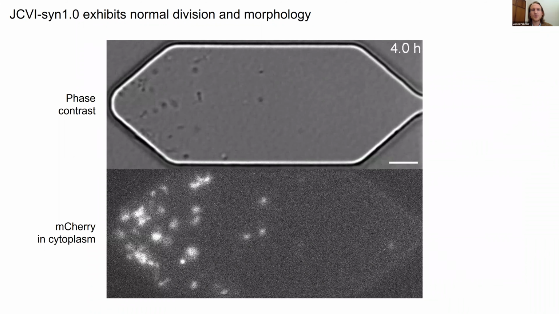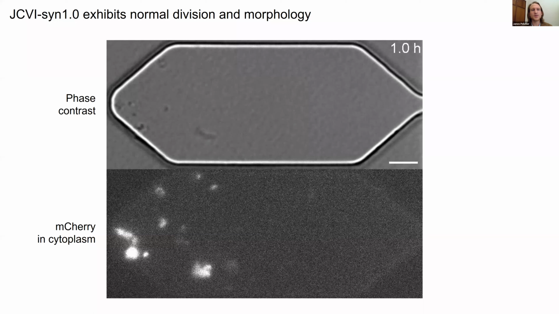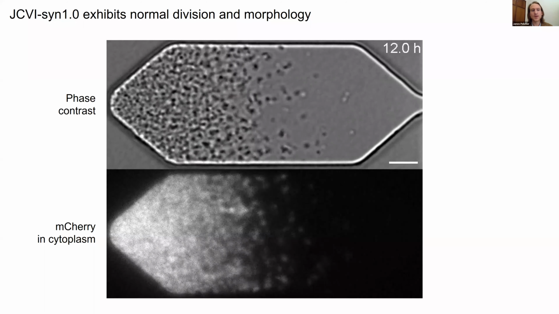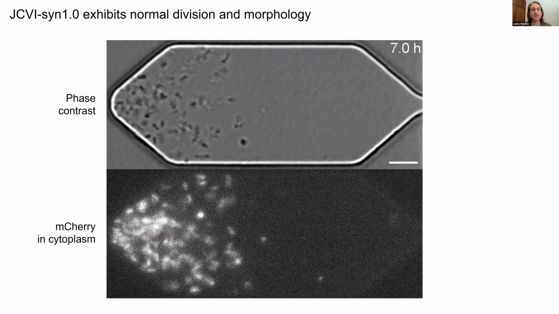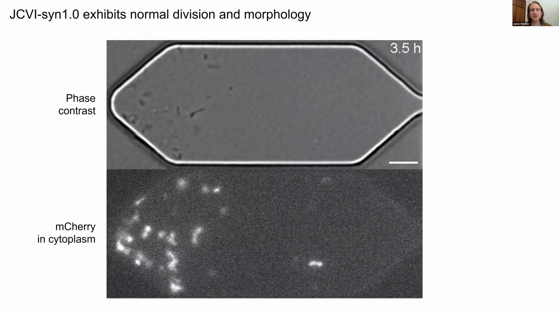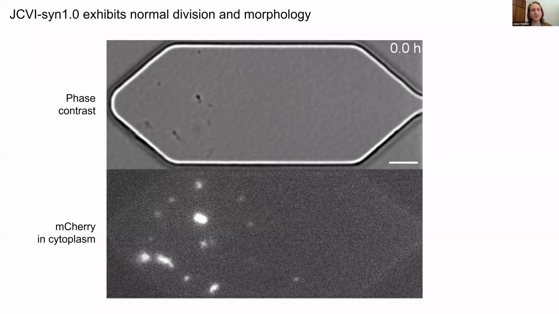Here's a movie that shows a control, the growth of JCVI Syn 1.0 in these microfluidic chambers. The top row is phase contrast, and in the bottom row the cells are constitutively expressing mCherry in the cytoplasm. The cells are small and near the optical resolution of the microscope, and they're rapidly diffusing around inside these microfluidic chambers.